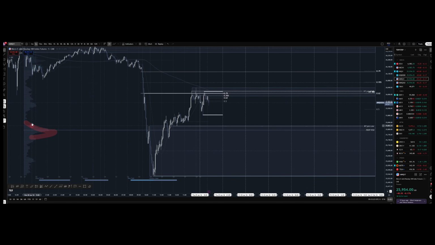Got our main POC down here. This is pretty thin. If we can get past this high volume node in here, it'd be a nice drop straight through here down to that POC.